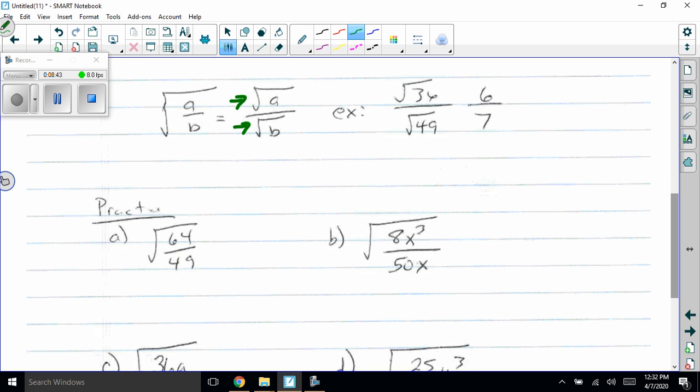So the example here would be, what if I had 36 over 49 inside the radical? I can split it to turn into that. Square root of 36 is 6 in the numerator. Square root of 49 is 7 in the denominator. And then that is my answer.